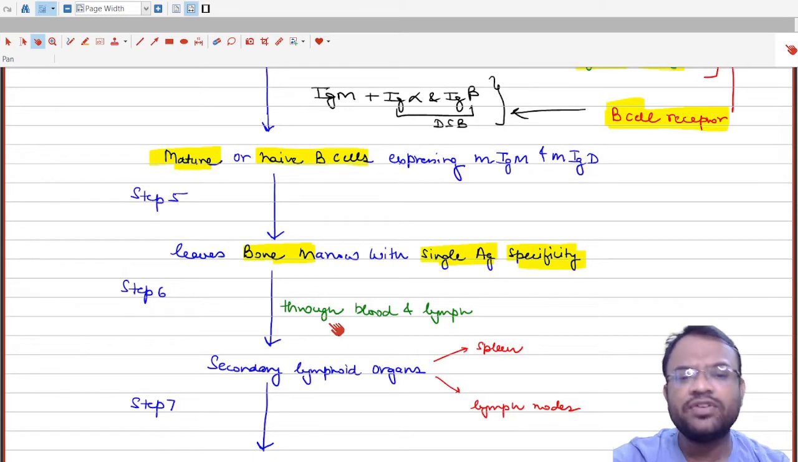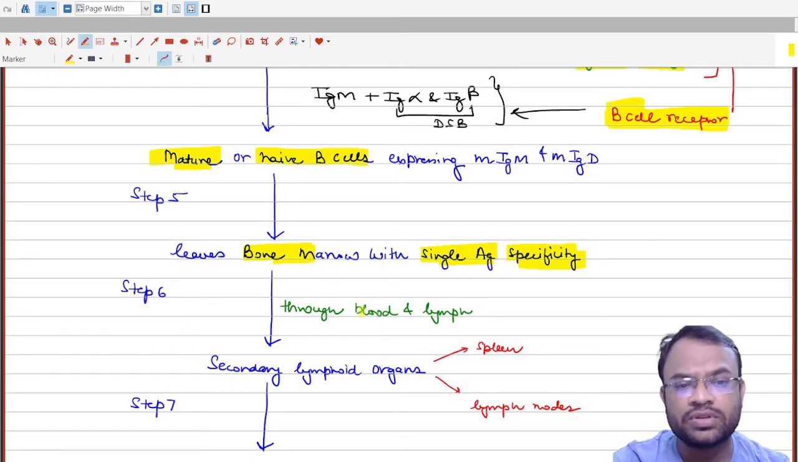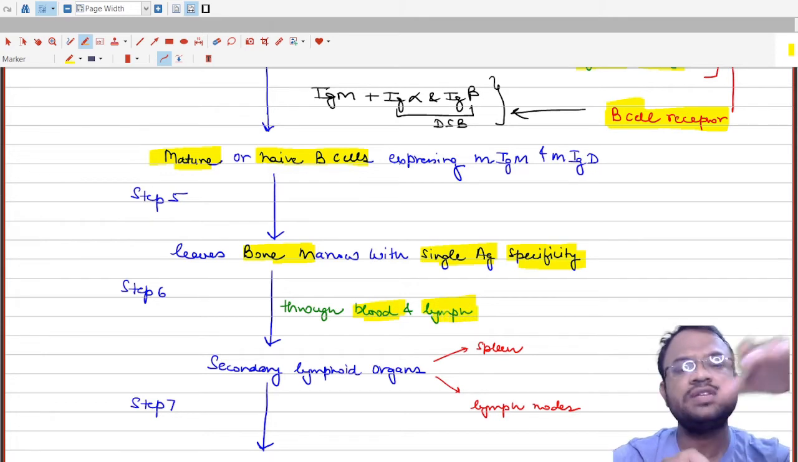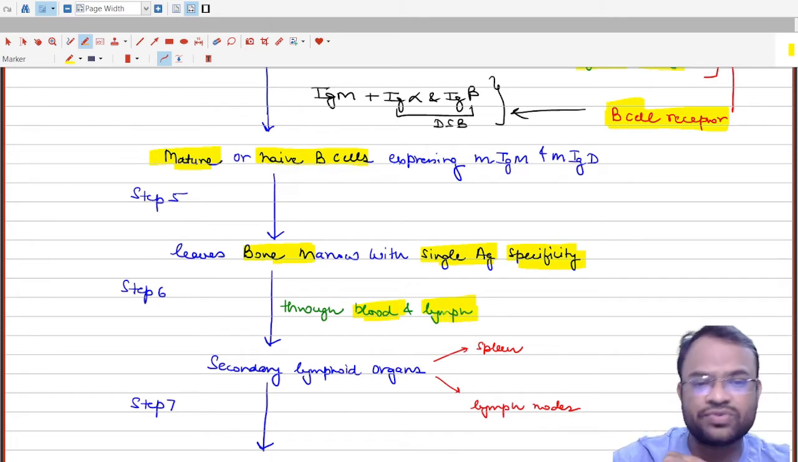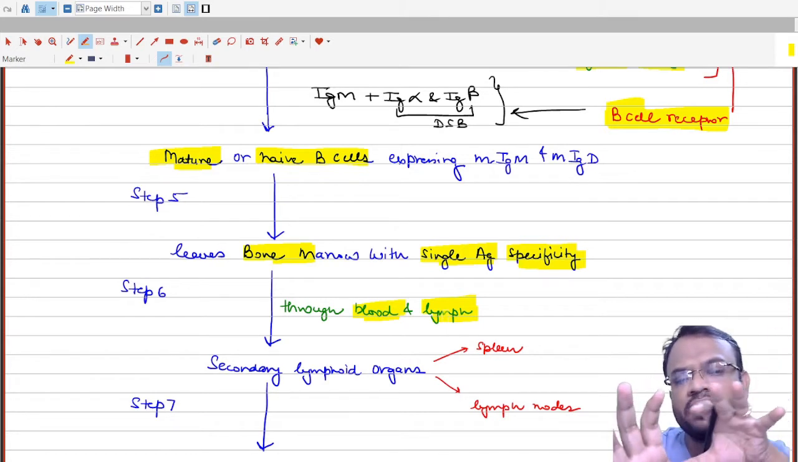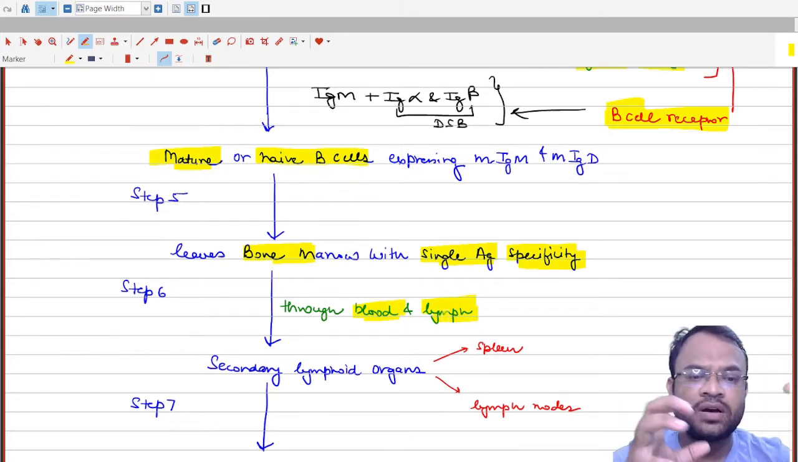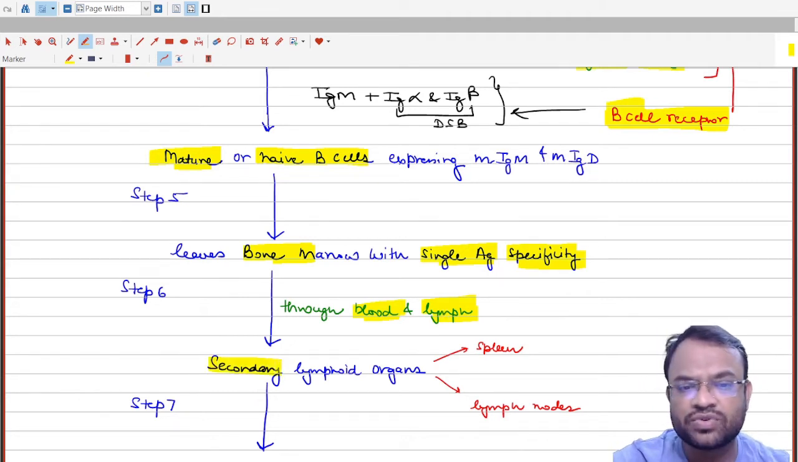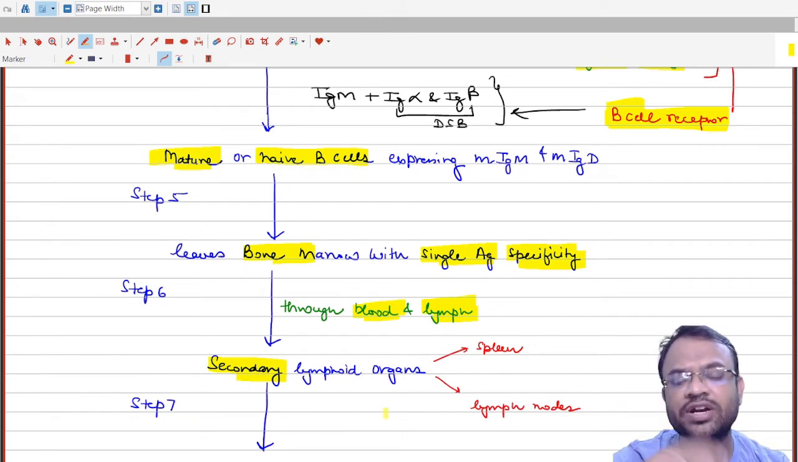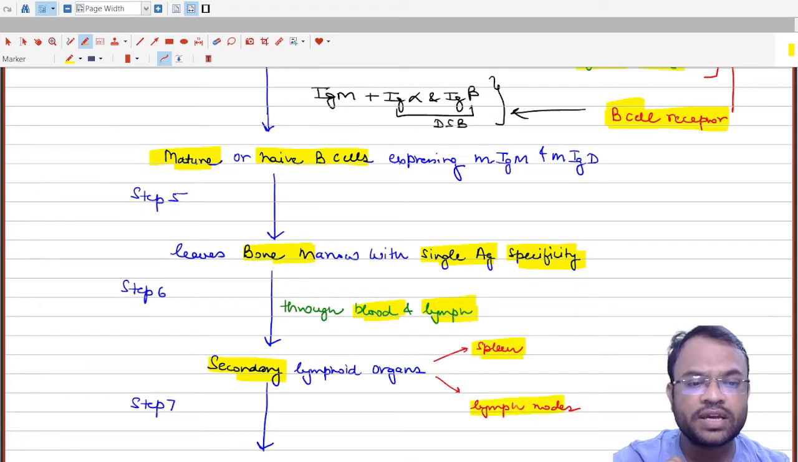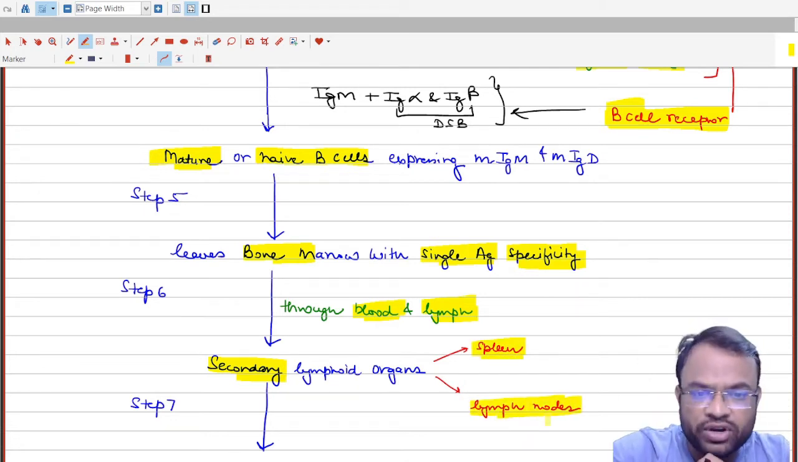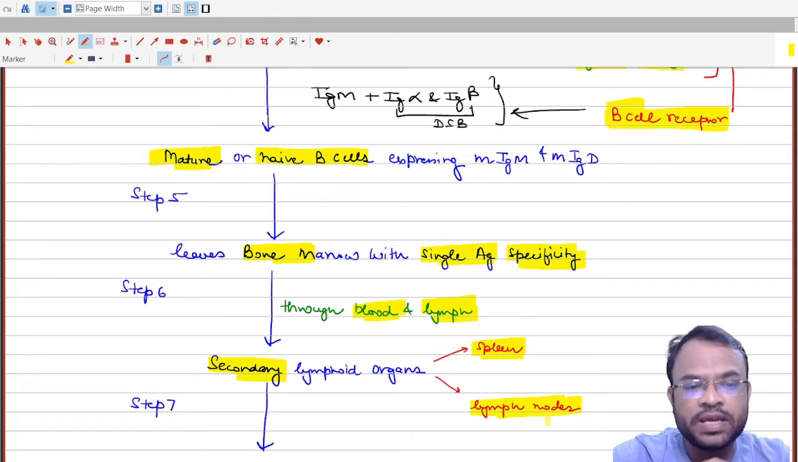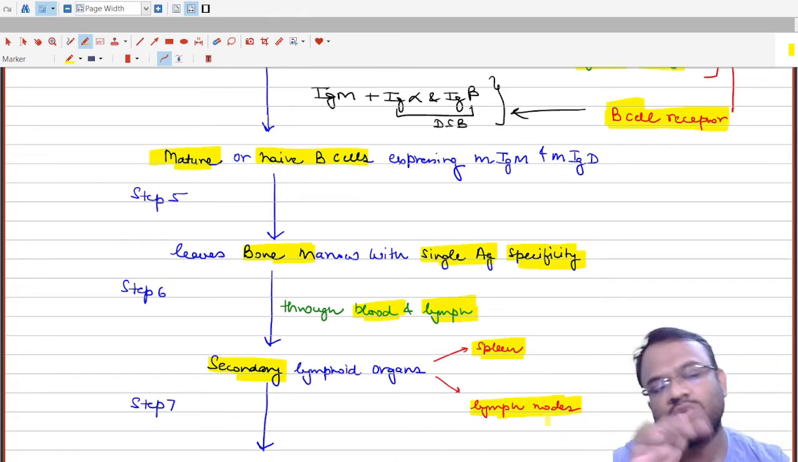Now, after leaving the bone marrow, what is the way that they follow? They use blood or lymph, because blood and lymph are connective tissues, right? They would move here and there, and in some way they would facilitate the relocation of these B cells to the secondary lymphoid organs. The purpose is to reach the secondary lymphoid organs. Which secondary lymphoid organs are we talking about? They can be the spleen and they can also be lymph nodes. So we are talking about two secondary lymphoid organs primarily: one is the spleen, the other is lymph nodes. So over here they reach.